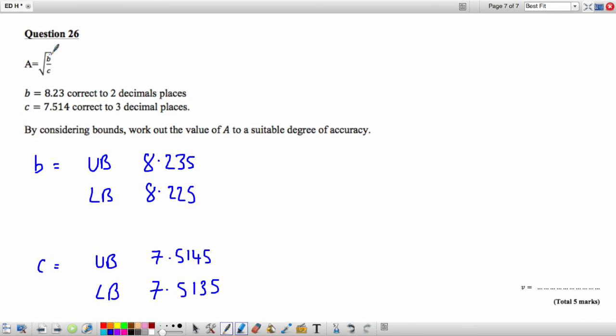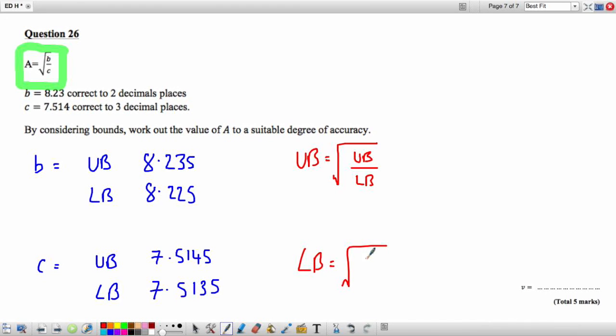We then need to calculate our overall upper and lower bound for this formula here. A equals the square root of B divided by C. So first off, let's take a look at the upper bound. To be able to find the upper bound, our square root, we want the biggest possible number here. To do that, we're going to take here our biggest number, the upper bound, divide by the smallest number, the lower bound. When we go on then to find the lower bound, we want the smallest possible number here. So we're going to take the lower bound and divide by the upper bound.